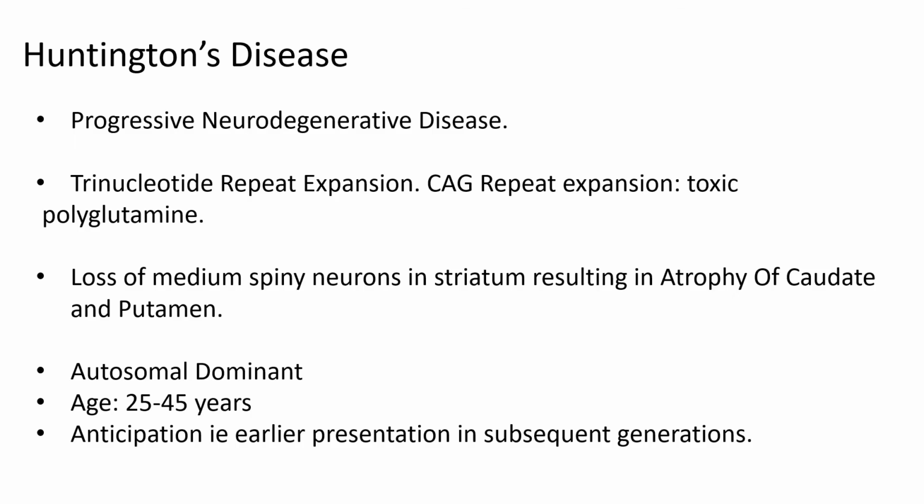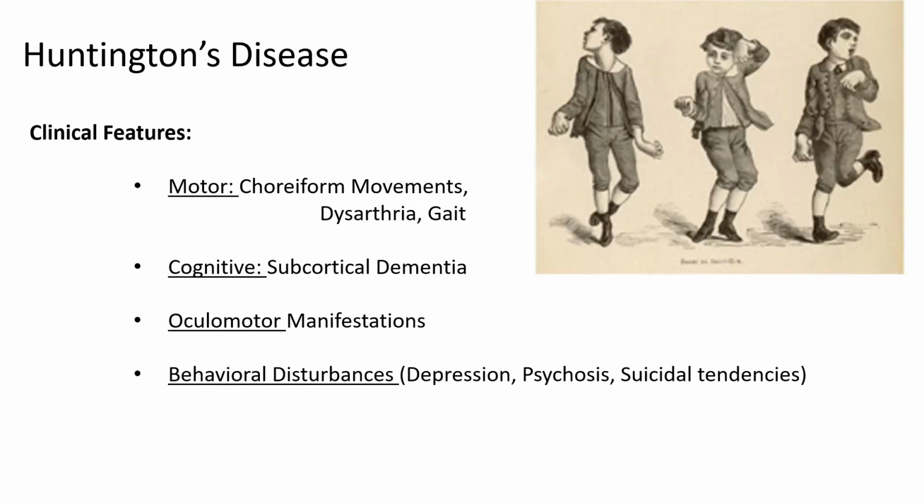So we will be studying shortly about a disease, Huntington's disease. Huntington's disease is a progressive neurodegenerative disease. It's actually a trinucleotide repeat expansion. The CAG repeat expansion results in accumulation of toxic polyglutamines, which result in loss of medium spiny neurons in the striatum, resulting in atrophy of the caudate and putamen. It's an autosomal dominant disorder, and the age of onset is between 25 to 40 years of age. And the phenomenon known as anticipation is seen, that is earlier presentation in subsequent generations.